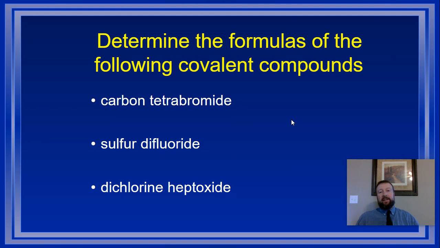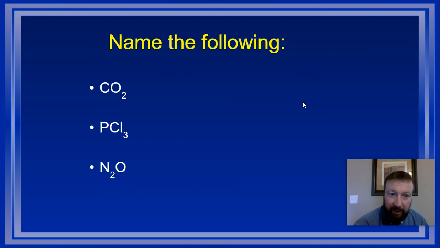So if we look at just some examples, carbon tetrabromide, well, C is carbon. Bromide is Br. Tetra stands for 4. So it's CBr4. Sulfur difluoride. Sulfur's S. Fluorine's F, but it's di, so there's 2 of them, SF2. Dichlorine heptoxide: dichlorine is Cl2. Oxide is oxygen, so it's O. Hepta is going to be 7. So Cl2O7.